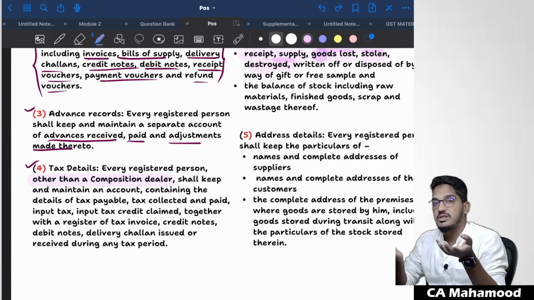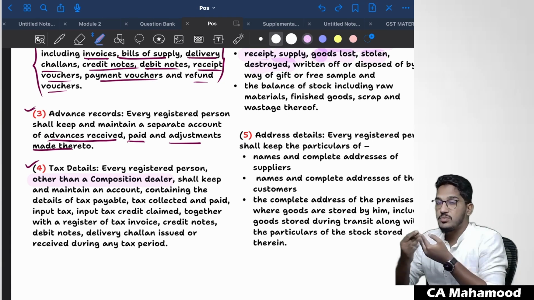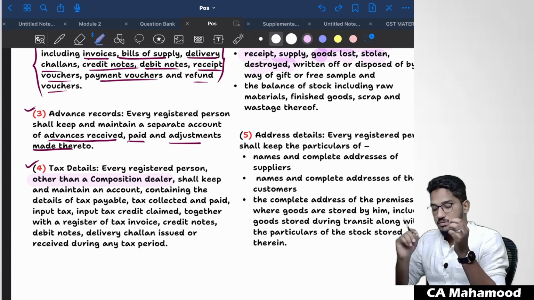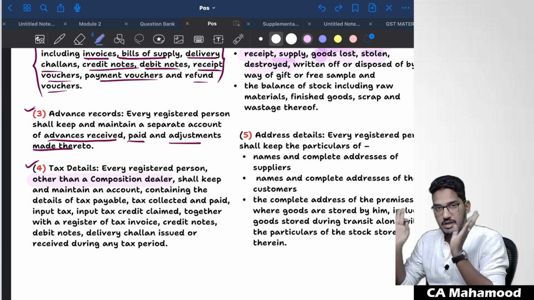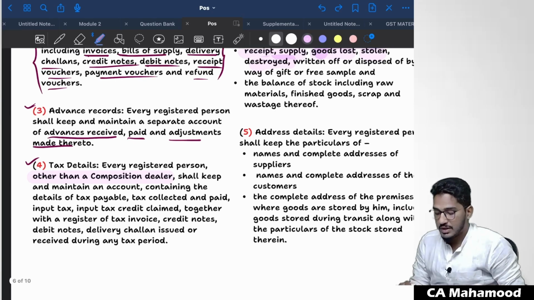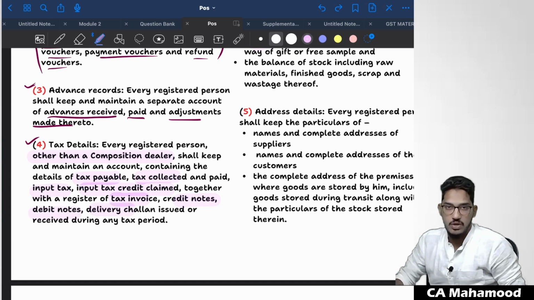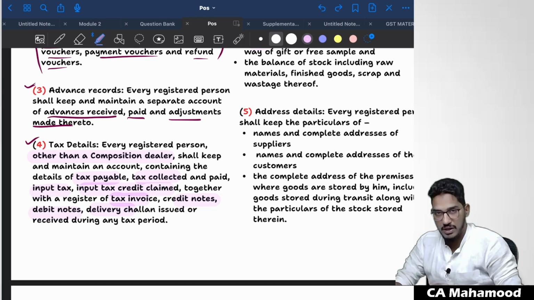Why? Because a composition dealer does not have any option to adjust his output tax liability against the input tax credit. Obviously not. So that's why they said every registered person other than composition dealer need not maintain tax related accounts. Only who is required to maintain? Every registered person other than composition dealer shall keep and maintain an account containing the details of the tax payable, how much tax you have collected, how much you have paid, what is input tax credit, how much you have claimed, along with the register of tax invoices, credit notes, debit notes, delivery challans. Even tax related details you have to maintain. However, composition dealer need not maintain it.